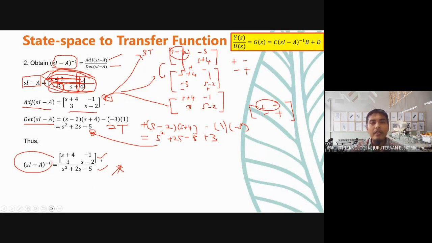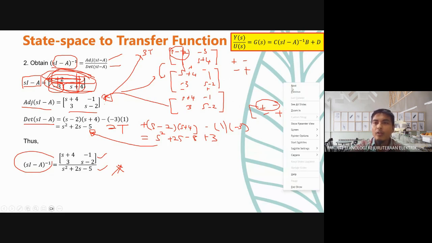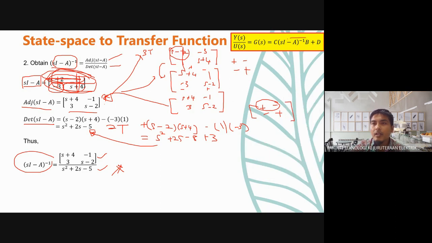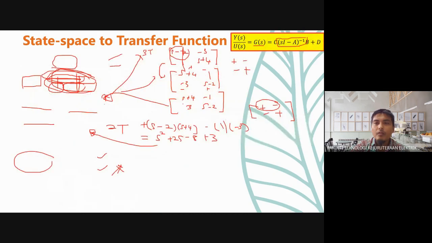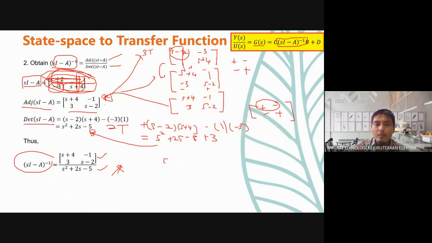Okay, so this is SI minus A. So now you already have this information, and you can calculate straight away the transfer function. You have the C matrix, which is 1, 0. The B matrix is 1, negative 1. And then the SI minus A inverse, this is the answer, so you just put it there.